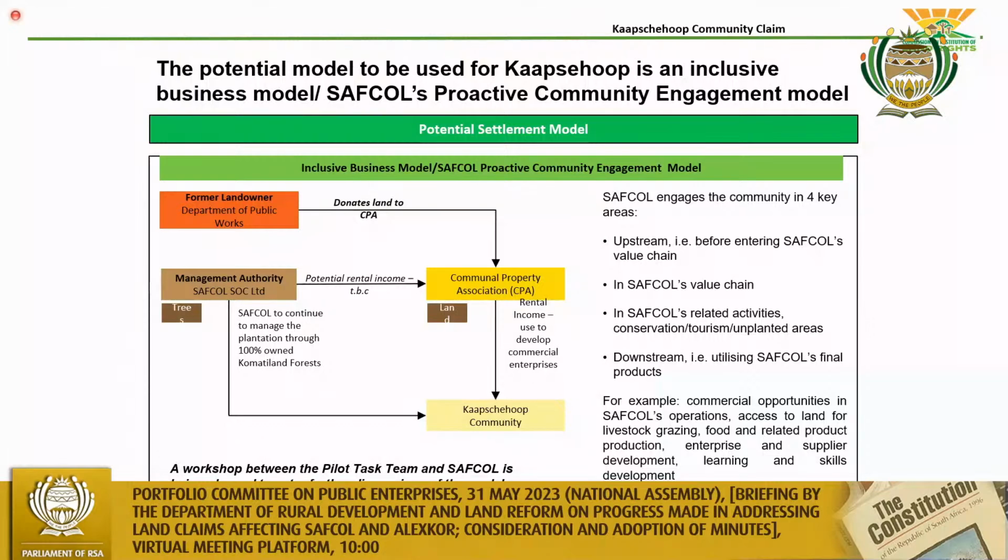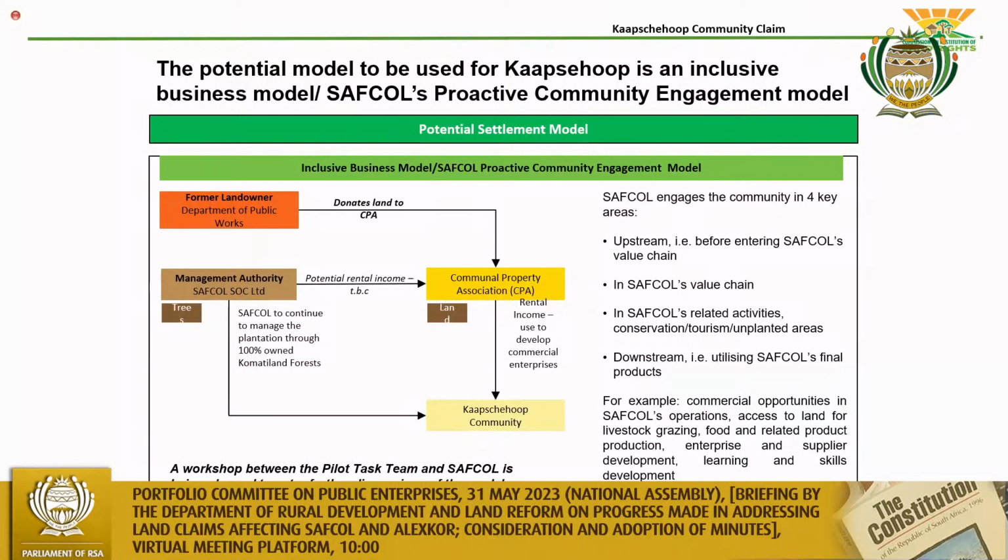We've also identified specifically for Safcol, because the matters regarding them today, 4 key areas where Safcol should be engaging the claimant community, which is upstream before entering into Safcol's value chain, and also issues related to conservation, tourism, unplanted areas, and then also downstream the utilization of Safcol final products. That is basically it. The initiative of the pilot model assisted us in the settlement of the claim.